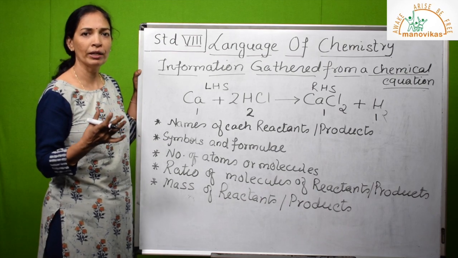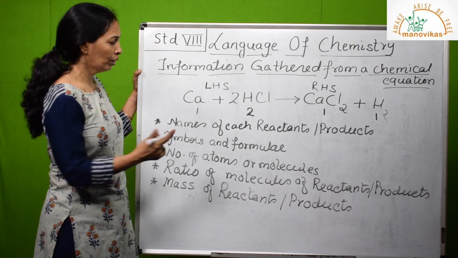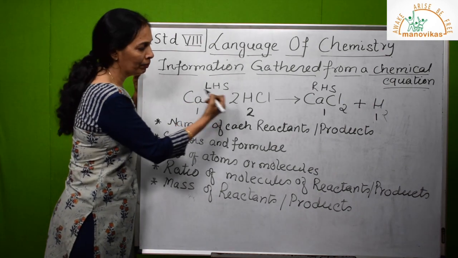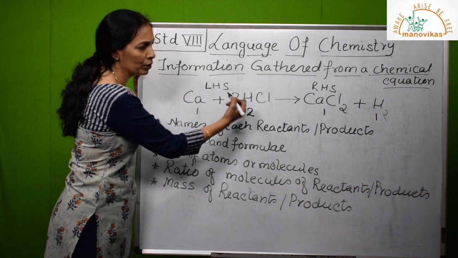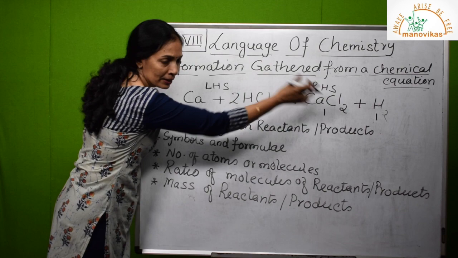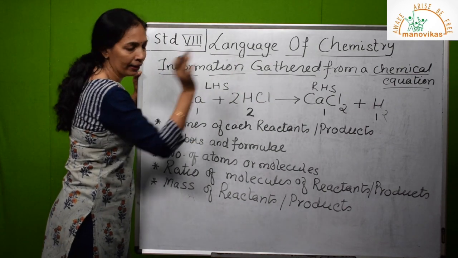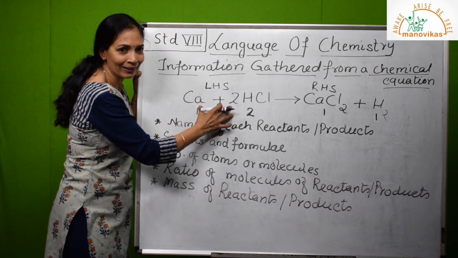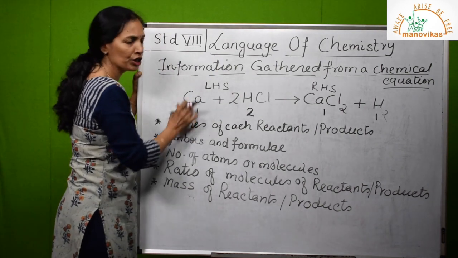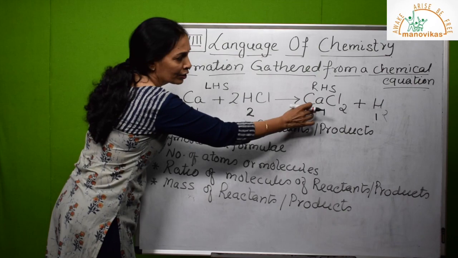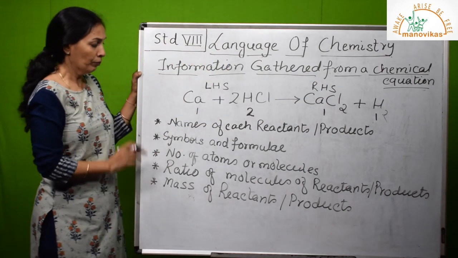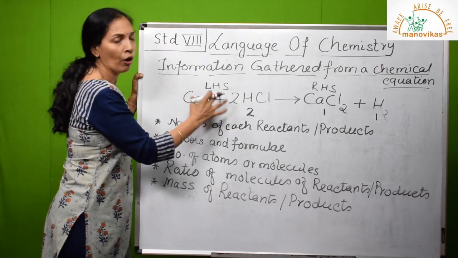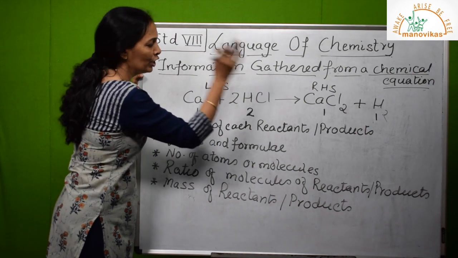Next, information gathered from a chemical equation. What all the information do you get from a balanced chemical equation? Now look at the same equation: Ca plus 2HCl is equal to CaCl2 plus H2. Now on the left hand side and right hand side, what all the information do you get? You get names of the reactants and products, like this is calcium, this is hydrochloric acid, calcium chloride and hydrogen gas. Symbols and formulae of each reactant and each product.